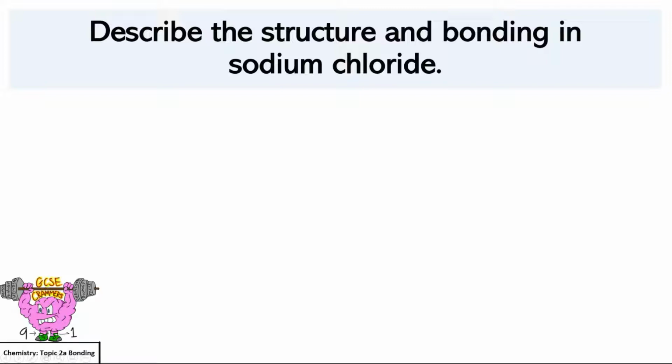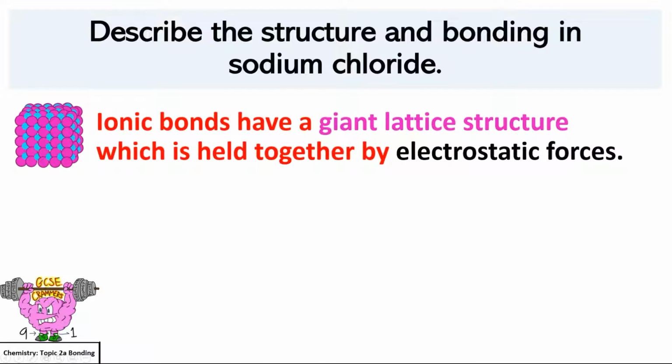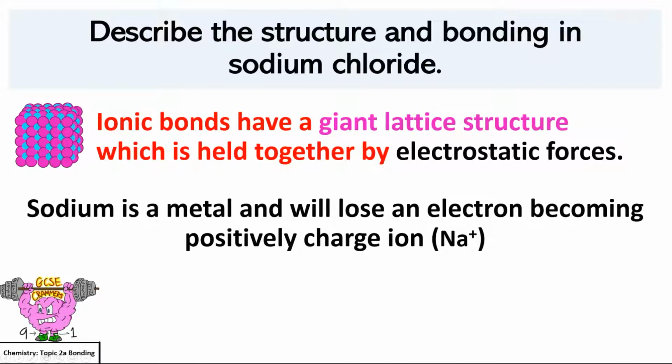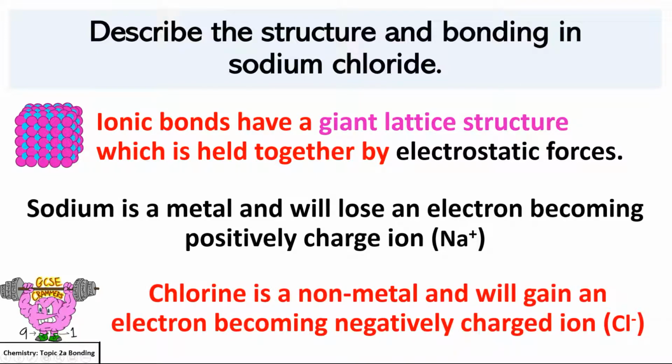Now describe the structure and ionic bonding features. Ionic bonds have a giant lattice structure, which is held together by electrostatic forces. Sodium is a metal and will lose an electron, becoming a positively charged ion, Na+. Chlorine is a non-metal and will gain an electron, becoming a negatively charged ion, Cl-.